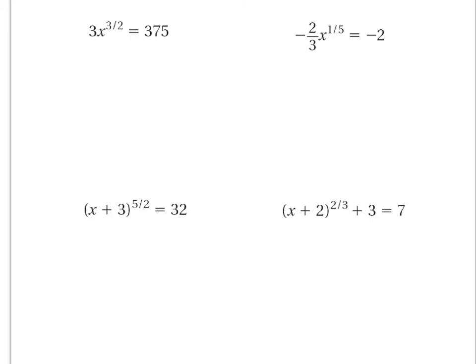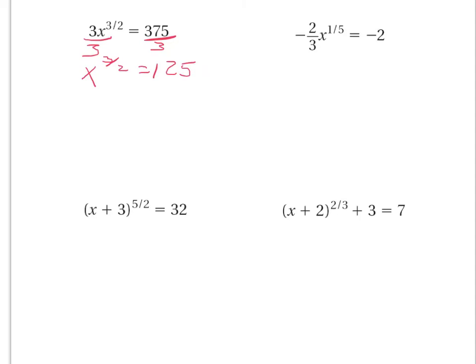Here we're still doing the same thing, but it looks a little bit different. Instead of having the radical sign, now we have rational exponents. But the process really doesn't change. Think about it in the same fashion. We're working backwards through the order of operations. So our first step here would be to divide by 3. So we have x to the 3 halves equals 125.